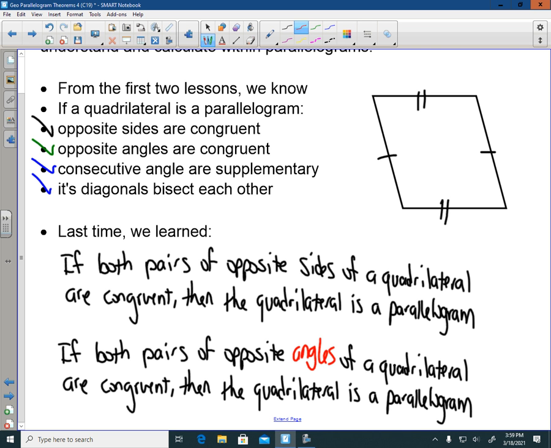If both pairs of opposite angles of a quadrilateral are congruent, then the quadrilateral is a parallelogram. These are the two theorems that we talked about last time we were together. You don't need both, you just need one or the other to be able to tell if an object is a parallelogram. Now we're going to learn two more. These are the final two parallelogram theorems that we're going to talk about.